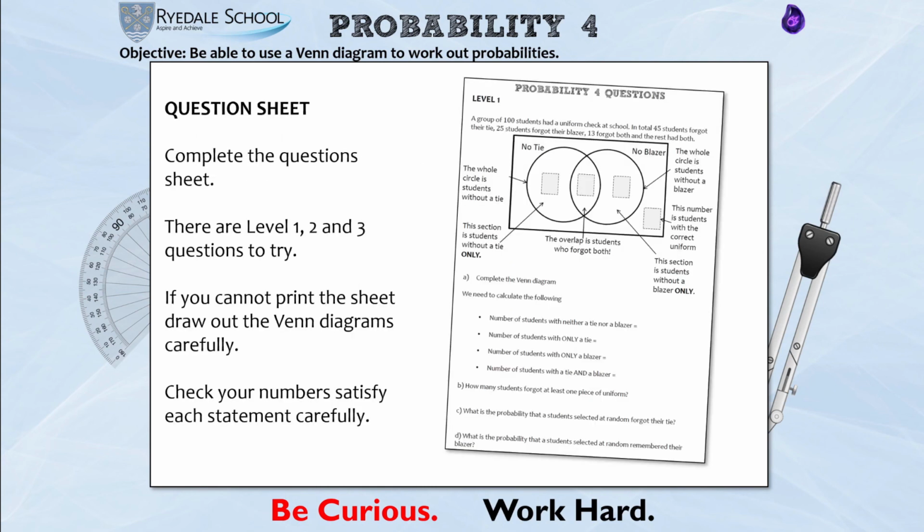Today there are some questions for you to try on a question sheet. Once again, they are levelled 1, 2 and 3. There's a little bit more help on level 1, but you are going to have to think carefully. Make sure you get those numbers in your Venn diagram. If you are struggling a little bit with level 1, I suggest you have a look at my answers to level 1, to see if that helps you out.